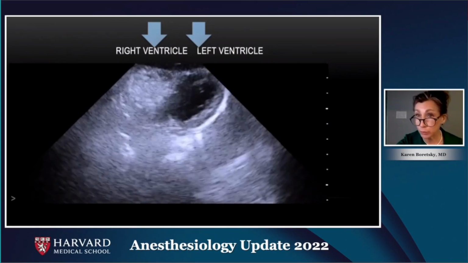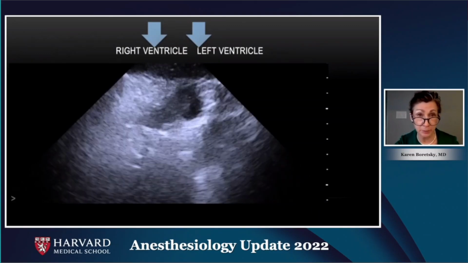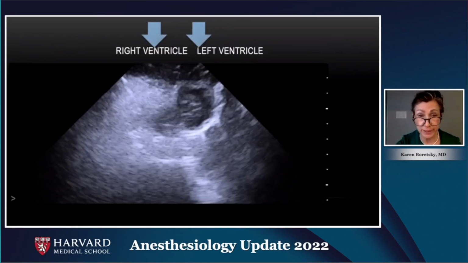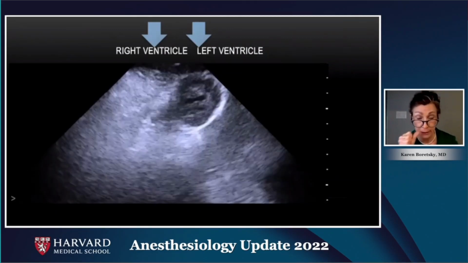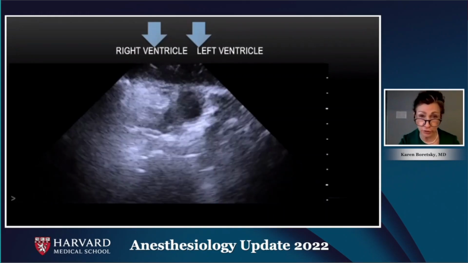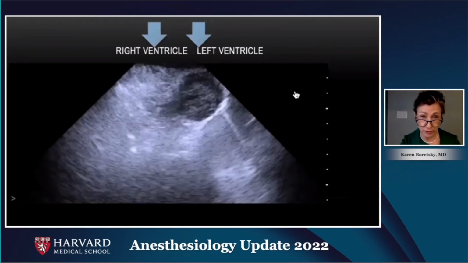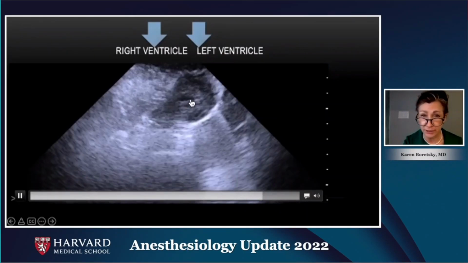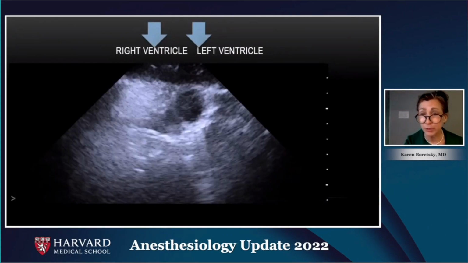CPR was started, epinephrine was given, and we had an echo, TTE, transthoracic echocardiography capability. We put the transducer on the chest, and this is what we saw. For those of you that don't understand what you're looking at, on the left side, this is the right ventricle, and it's filled with air, and the left ventricle is contracting like crazy, like someone just gave it some epinephrine, and it's completely empty.